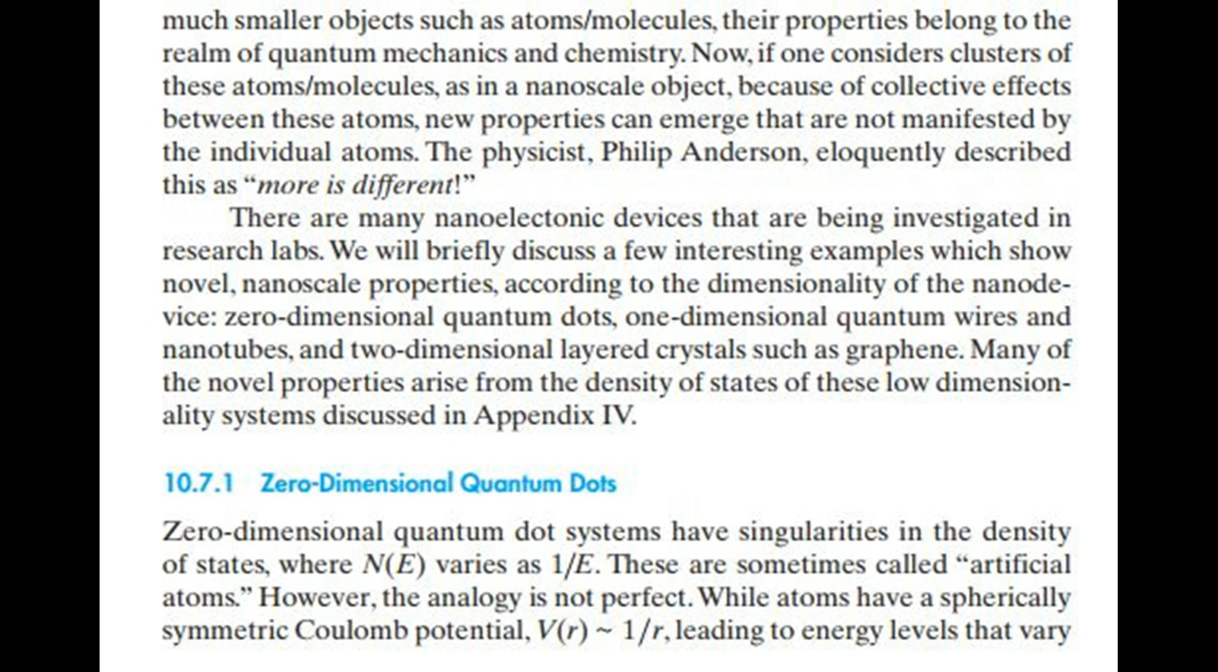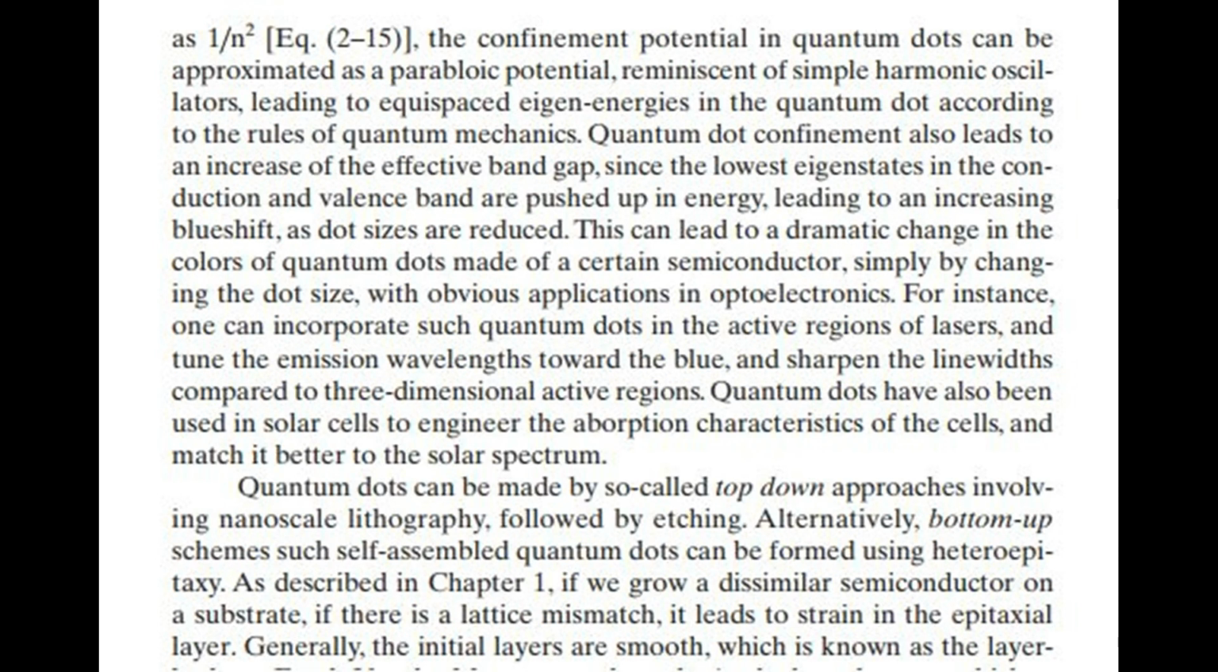Zero-dimensional quantum dots. Zero-dimensional quantum dot systems have singularities in the density of states, where n(E) varies as 1/√E. These are sometimes called artificial atoms. However, the analogy is not perfect. While atoms have a spherically symmetric Coulomb potential, V(R) ∝ 1/R, leading to energy levels that vary as 1/n² (Eq. 2.15), the confinement potential in quantum dots can be approximated as a paraboloidal potential, reminiscent of simple harmonic oscillators, leading to equispaced eigenenergies in the quantum dot according to the rules of quantum mechanics.